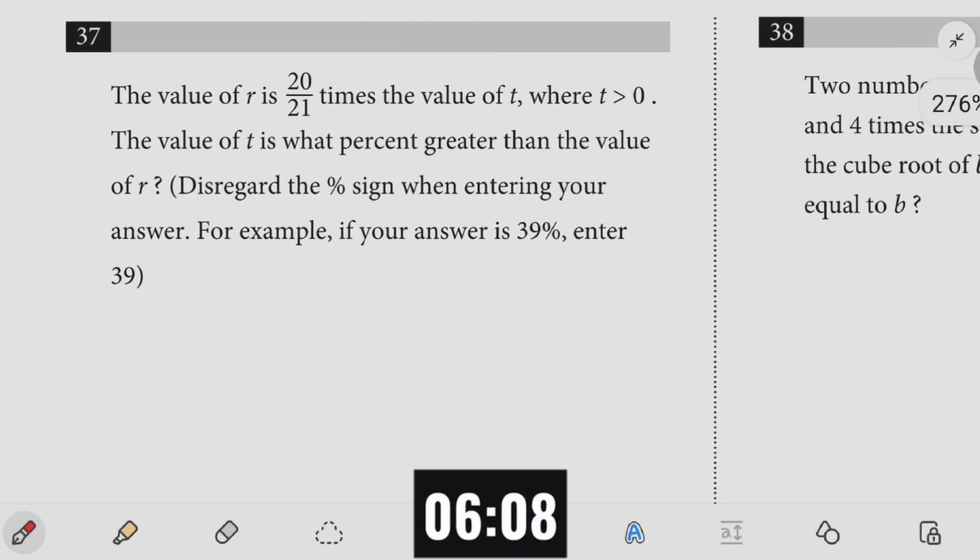The value of r is 20 percent of the value of t, where the value of t is 1% greater than the value of r. T.